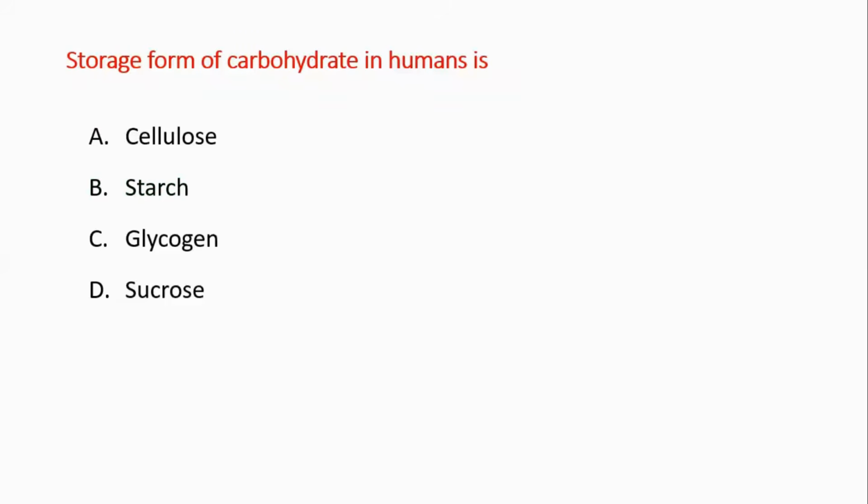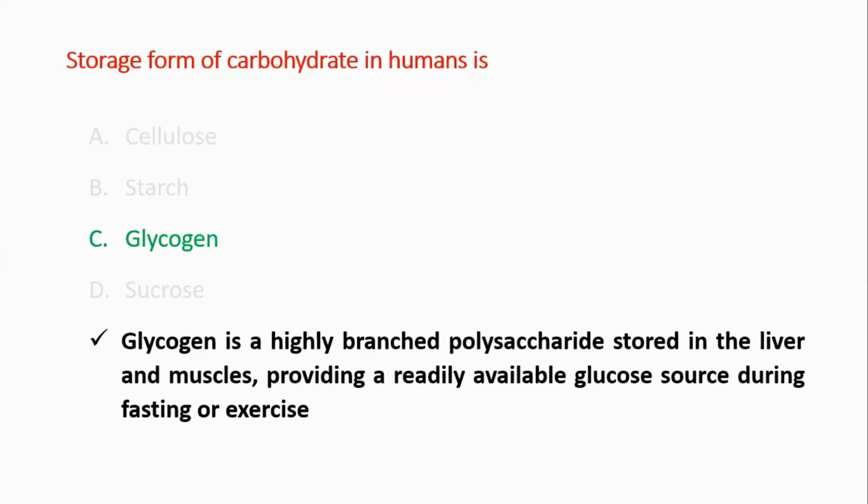The storage form of carbohydrate in humans. Now, this is a little bit of a different question. In the previous question, we asked the storage form of carbohydrate in plants. Now, this is humans. So pay attention and try to get the right answer. The options are cellulose, starch, glycogen, and sucrose. You guessed it right. The right answer is glycogen. It is stored mainly in the liver and muscles.